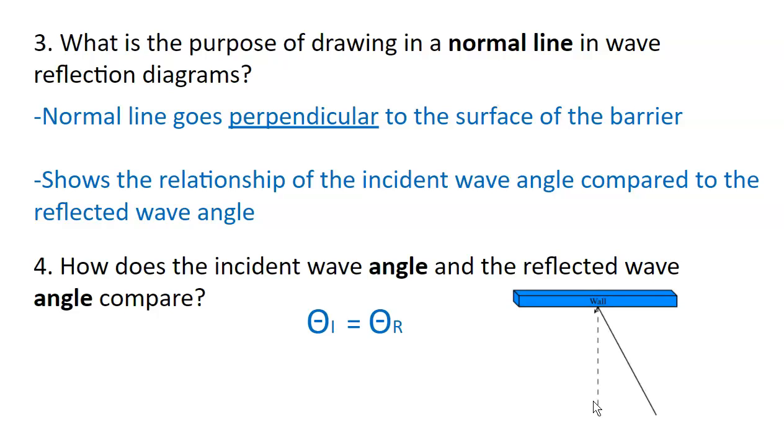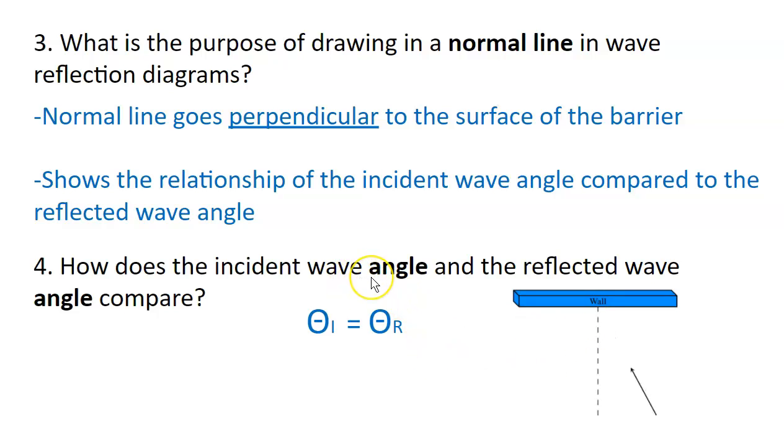And the reason why we do that is because when you measure the incident wave, remember the incident wave is the wave that comes into the barrier, and the reflected wave is the one that leaves the barrier. When you measure those angles, you're measuring the angle with respect to that normal line. Or another way of saying that is, when you give the angle measurement, it's always between the ray or the wave and the line.